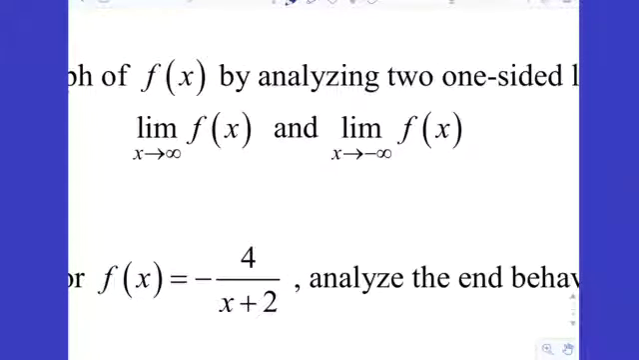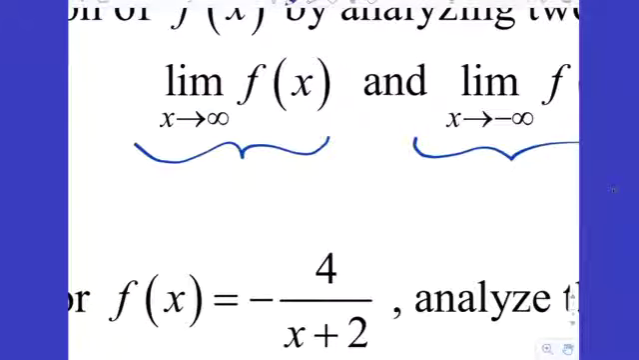These are the two limits that we're going to write and evaluate when we're analyzing end behavior, okay? These are one-sided limits by definition. The limit as x goes to positive infinity. That's a one-sided limit. You can only approach positive infinity from which side? Left or right? You can only approach positive infinity from the left-hand side.